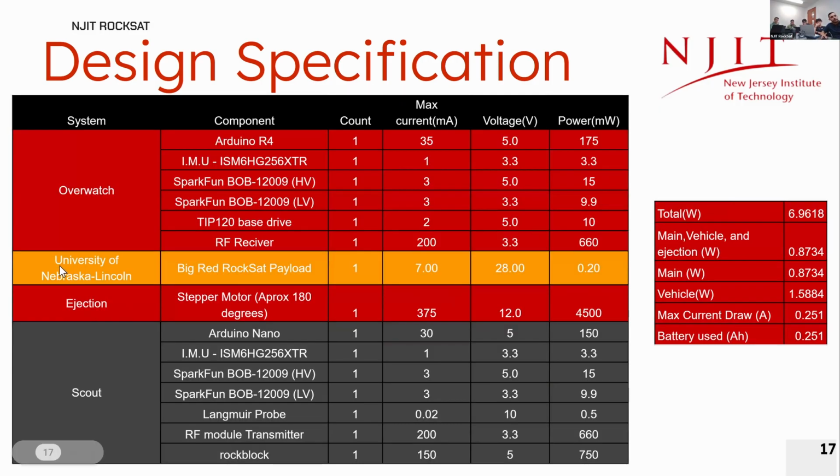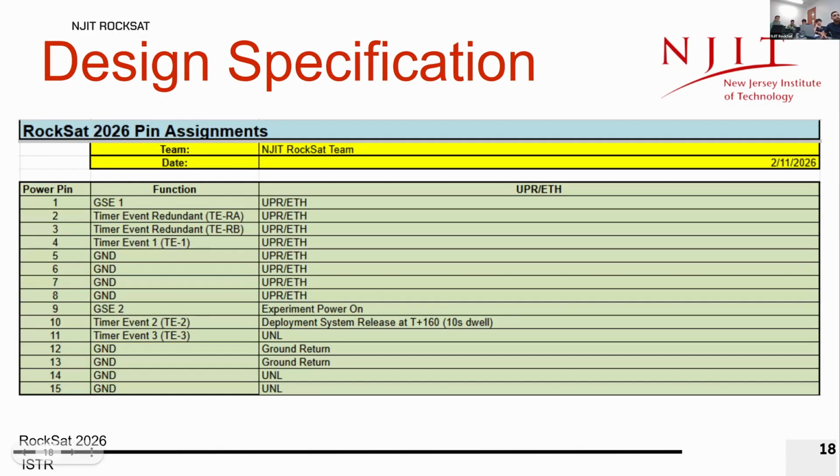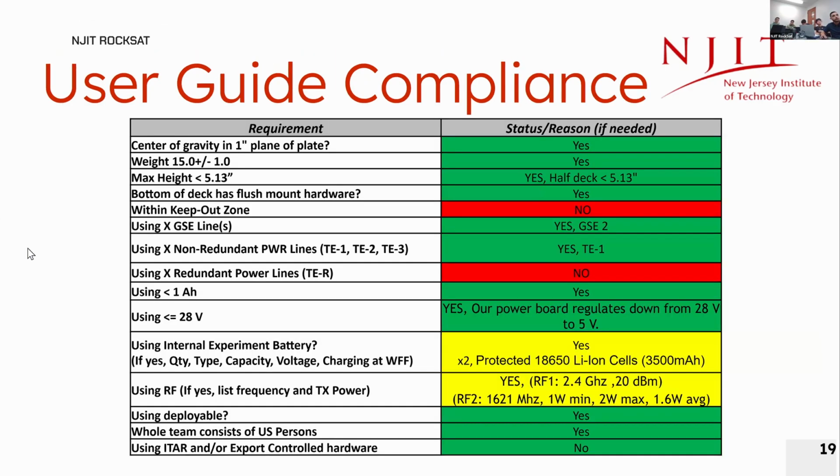And then for the design specifications, this is mostly unchanged from the STR. The only change here is the Langmuir probe voltage. Instead of 50, it's now 10 volts, but it's about the same amount of battery used for the rocket. The design specification for the pin assignments are unchanged. We are still using 9 and 10 to power on the experiment and then deploy it at T plus 160 seconds.